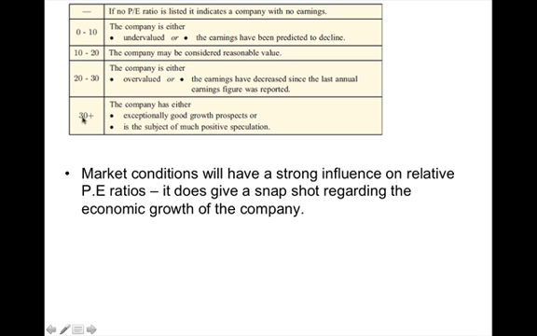Or 30 plus, which is very high, is exceptionally good growth prospects, or the company has been the subject of much positive speculation. So like a company's about to expand into a new mining area and they've found more minerals or something like that. Lots of positive speculation that something's going to go really well and that their value is going to increase, and therefore you'll have a PE ratio of 30 or plus.